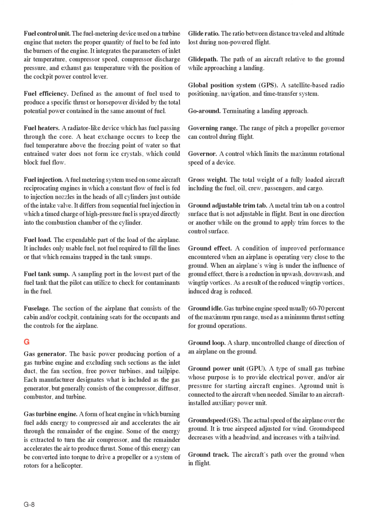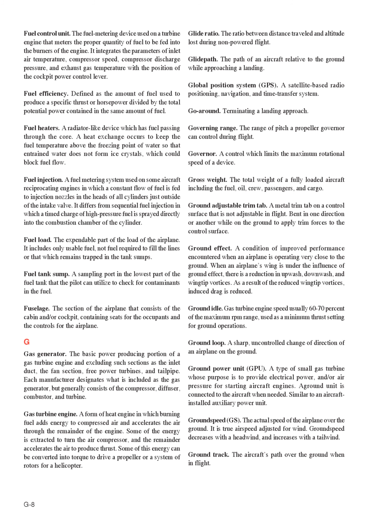Ground loop. A sharp, uncontrolled change of direction of an airplane on the ground. Ground power unit, GPU. A type of small gas turbine whose purpose is to provide electrical power and/or air pressure for starting aircraft engines. A ground unit is connected to the aircraft when needed. Similar to an aircraft installed auxiliary power unit.